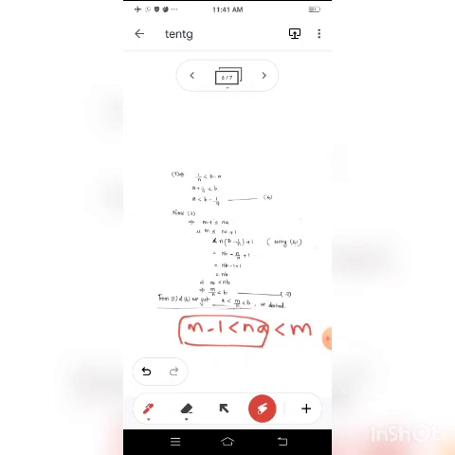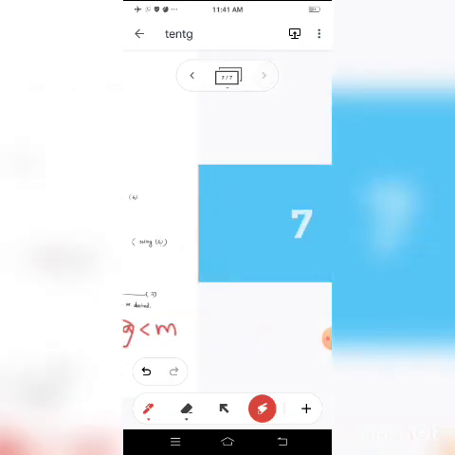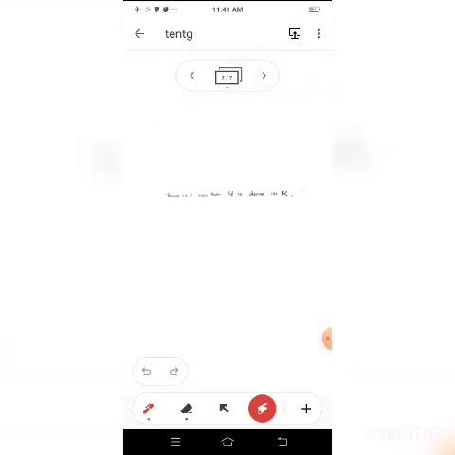So we get a less than m by n, and m by n less than b. Combining these two, we get a less than m by n less than b. That is, there exists a rational number between two real numbers a and b. That is the density theorem. Density theorem states that Q is dense in R. Thank you.